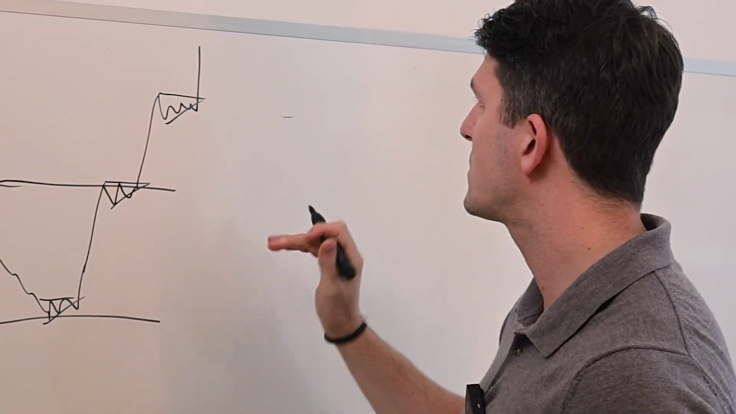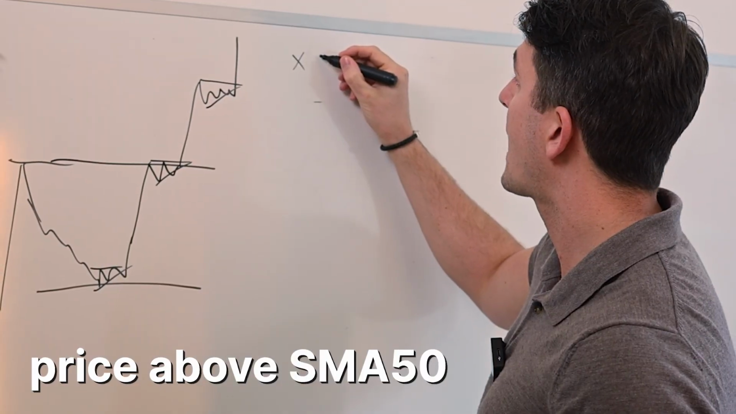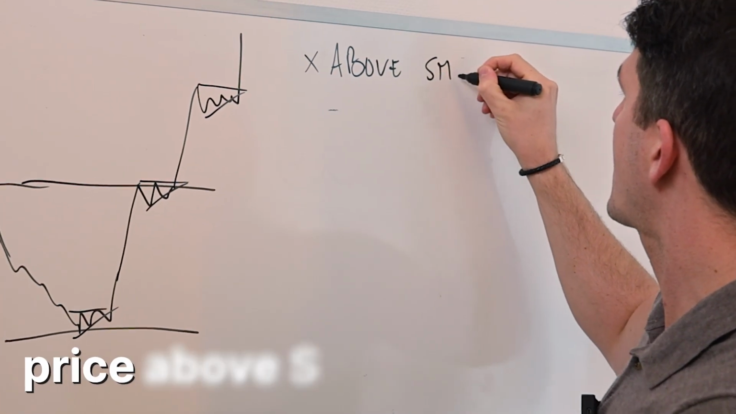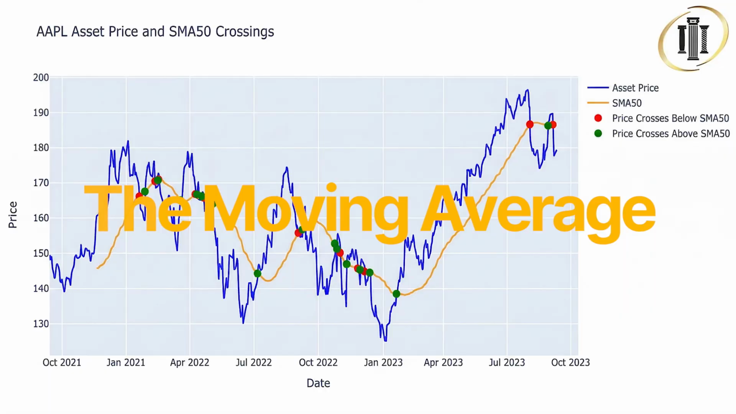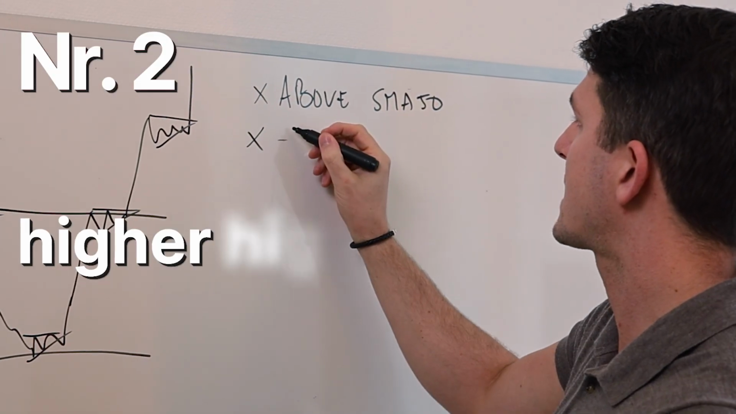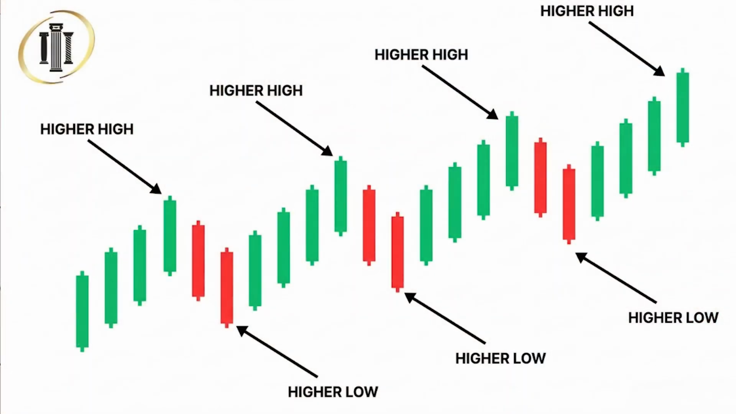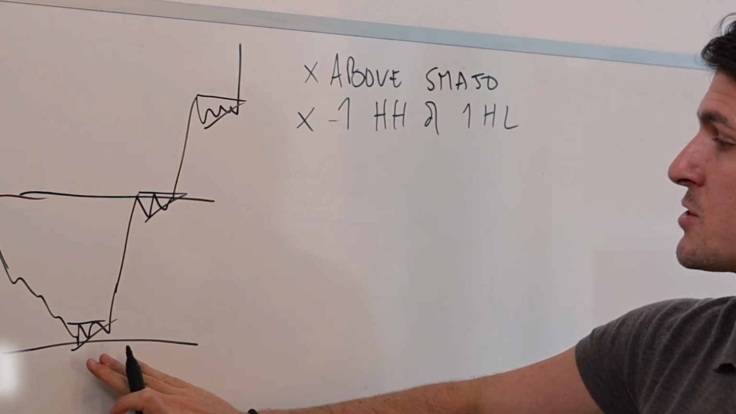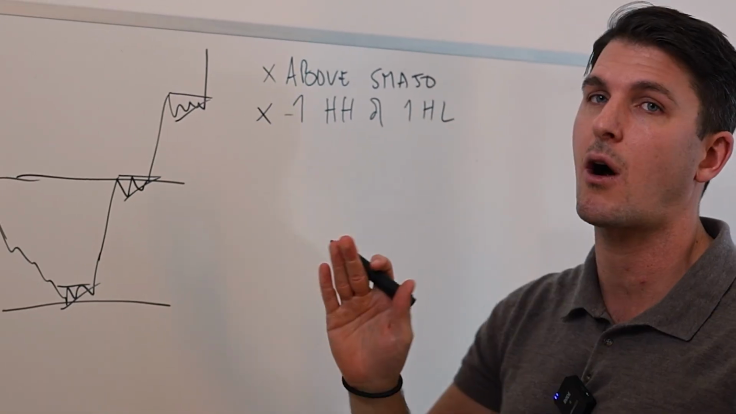That's it. I am looking at 3 key rules for this. Number 1, the price needs to be above the SMA 50. That's a moving average, shows you the average movement over time. The second rule is I need to have 1 higher high and 1 higher low. And that should happen either at the support level or at the resistance level. So those are the 2 main rules. Then there are more rules to it.